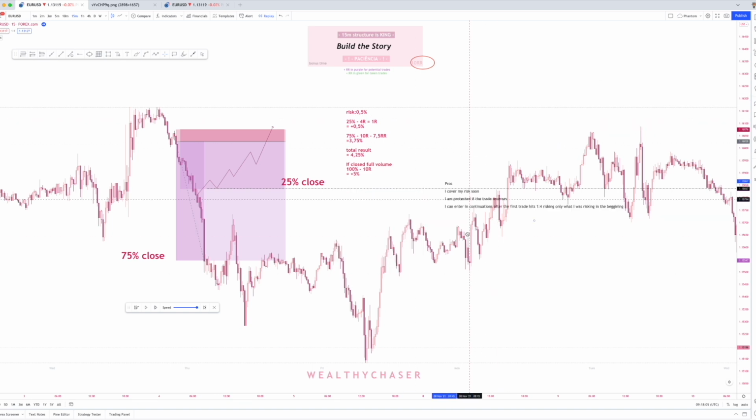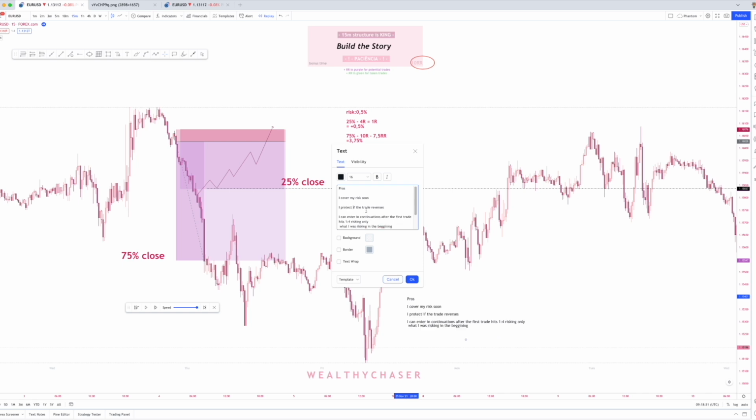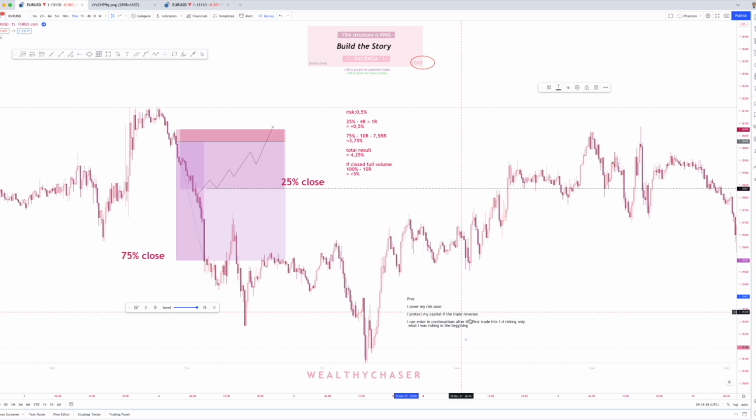So basically, I think the pros are I cover my risk soon. I protect my capital if the trade reverses. I can enter in continuations after the first trade hits 1 to 4, risking only what I was risking in the beginning. So by this, I also mean I don't move my stop loss to break even.